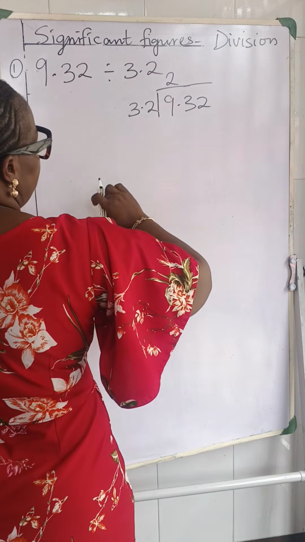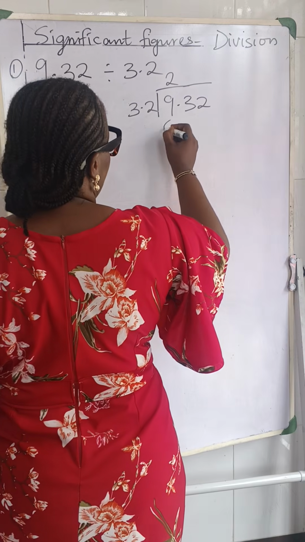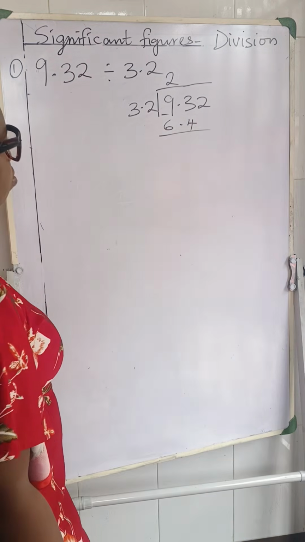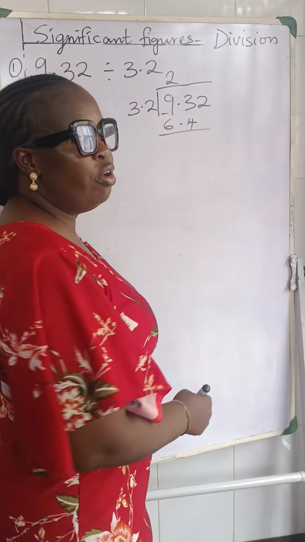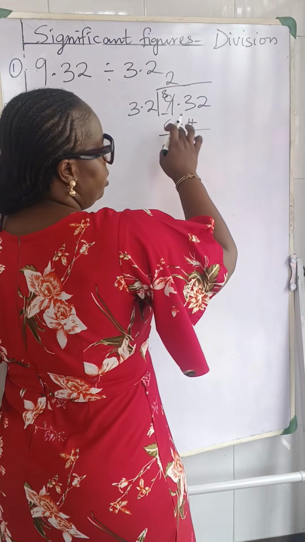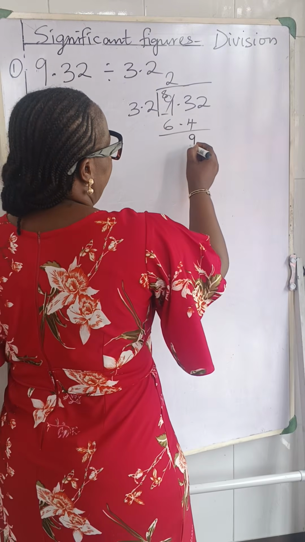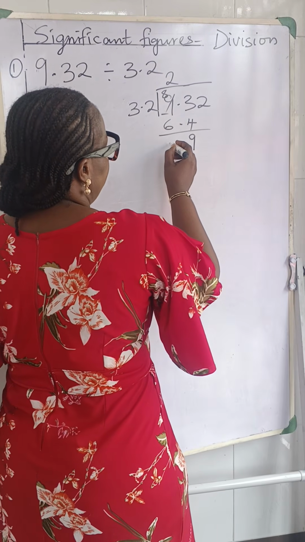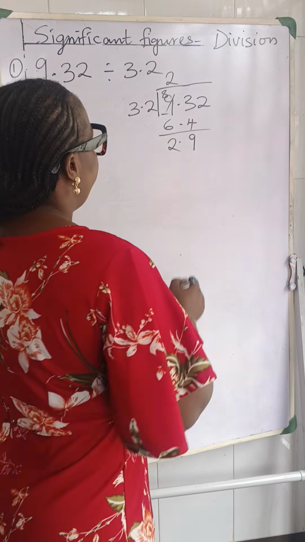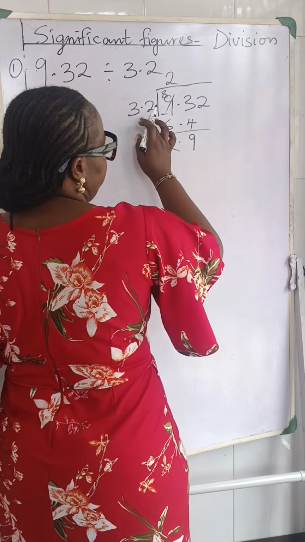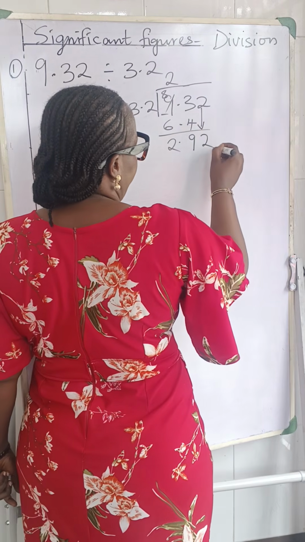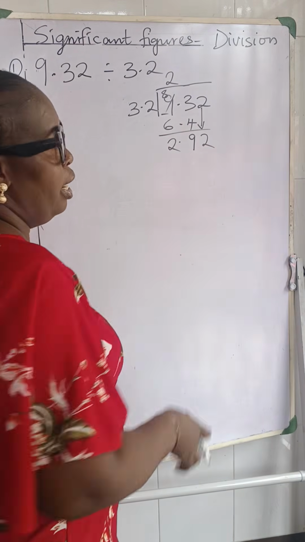2 times 2 is 4. This 6, that's 6.4. We take away. 3 take away 4 can't go. We are borrowing from 9, so the 9 becomes 8, and here is 13. We are bringing down 9. These are points. And then this is 2. So we are bringing down these 2 because 3.2 is bigger than 2.9. So let's have this. Still bigger.